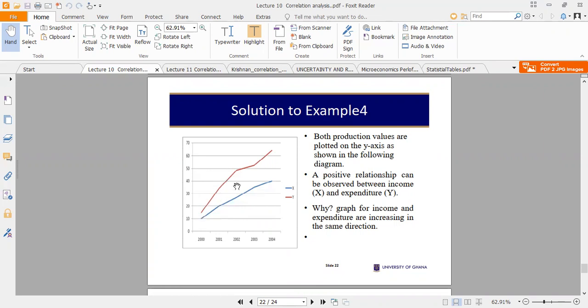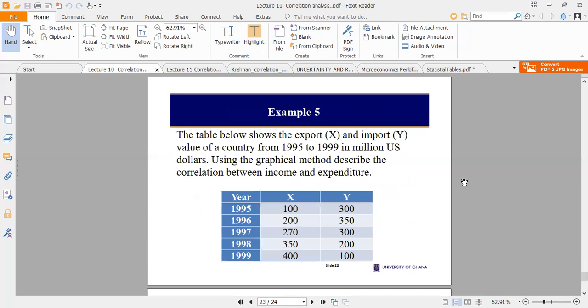Because of the nature of these two line graphs, we will say that there's a positive correlation between them, so that they are moving in the same direction. So that's how we use the line graph. Let's look at another example.